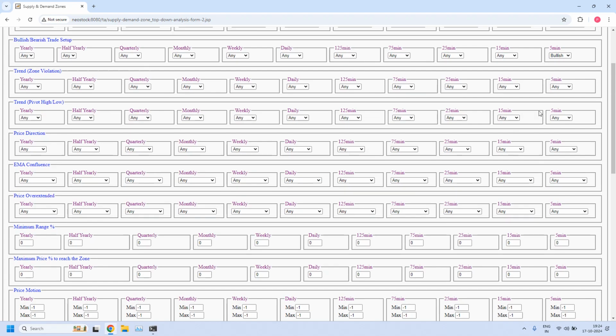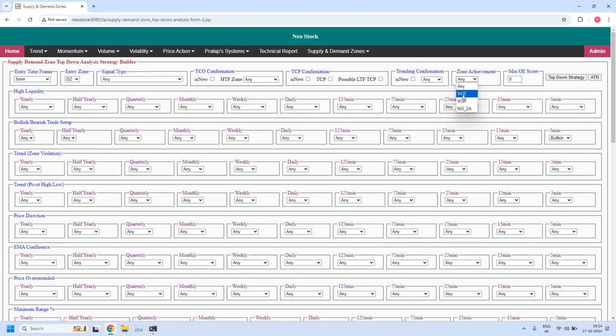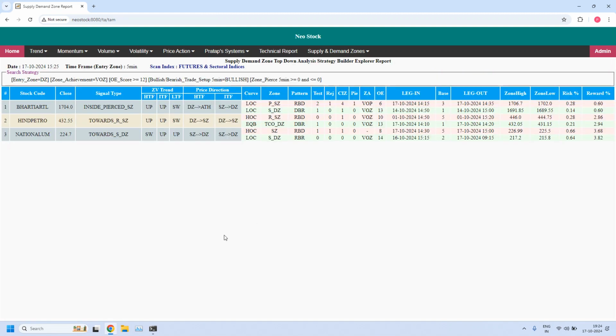maximum value 0. Zone achievement violated opposing zone, minimum odd enhancer score is 12. All the three filters are applied to 5 minutes demand zone. Three stocks are filtered. Currently these three are supporting bullish trade setup for hourly income trade, that is entry time frame 5 minutes.